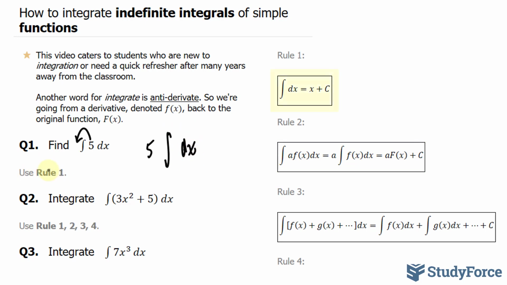Now we can go on to use rule 1, which tells us that if we are finding the integral of dx, the answer is x plus c, where c represents an arbitrary constant. So the solution to this problem is big F at x is equal to 5 bracket x plus c, or simply 5x plus c.